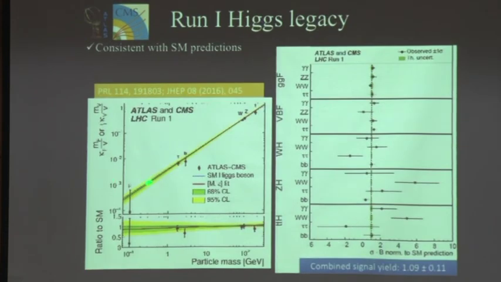So this is the legacy measurement from run 1. This is the theoretical curve. It should be around 1. And with respect to the theory, how good or bad we are doing, this is representing that one. And this is the legacy measurement from run 1.